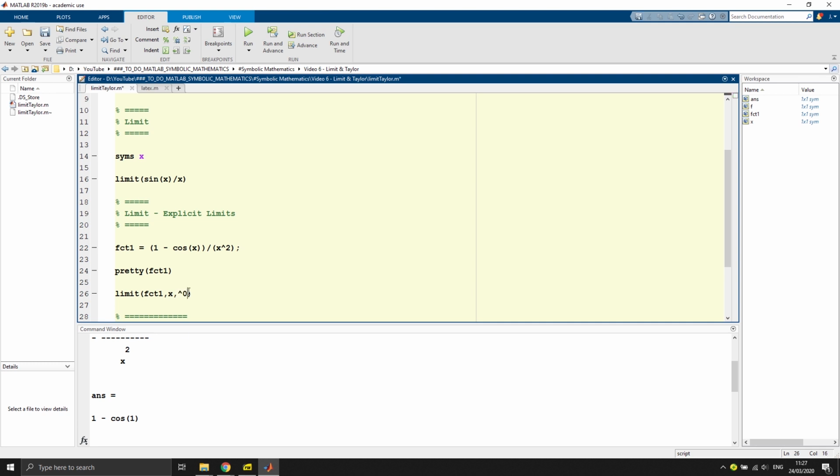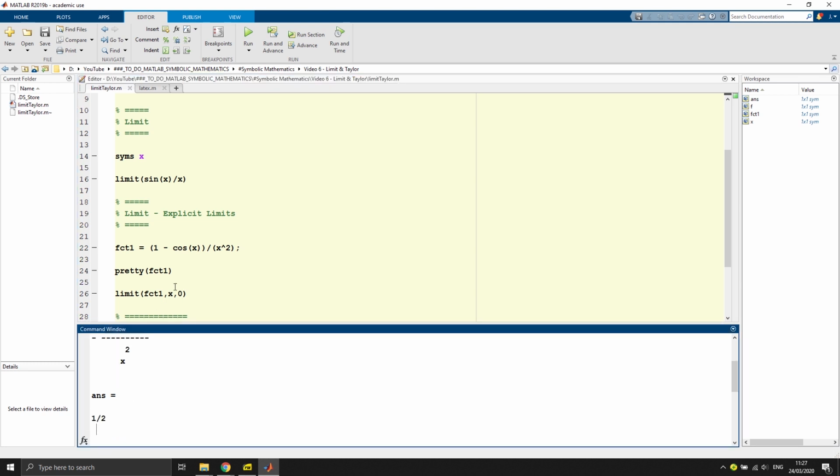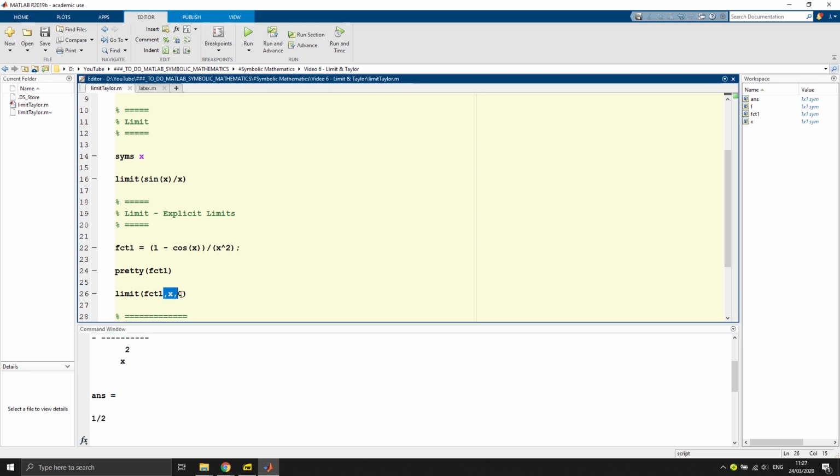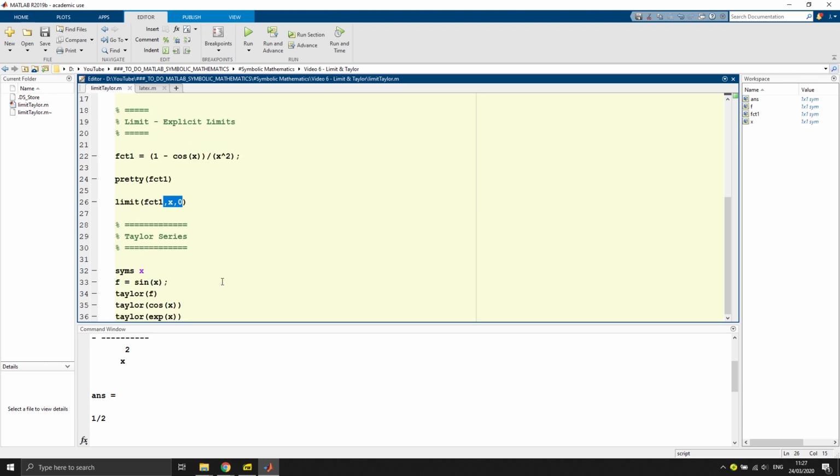We can also say x should go to 0 in the limit. And if we execute this, as you can see, it's the same as before, it's 1 half. That would be the same by just deleting this part here and saying limit of function 1, because the standard limit is set to 0 of the standard variable, of course. And in the next step we will talk about Taylor series.